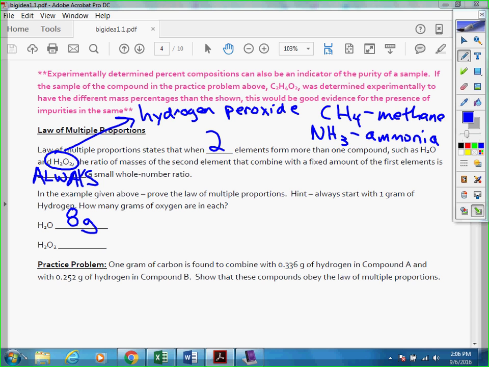Because there's 2 hydrogens, so I did half of the mass of oxygen, but I don't know why I did that. Okay, so half the mass of oxygen. All right, anybody else want to give me a little fighting chance on this one? Yes.